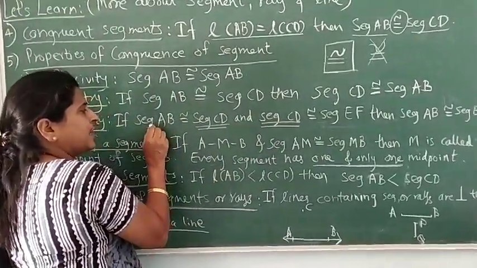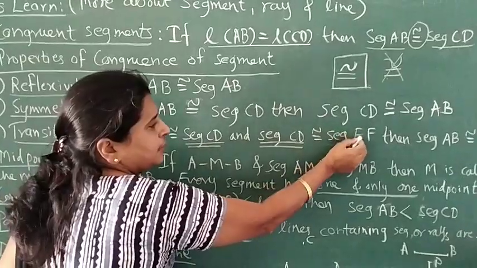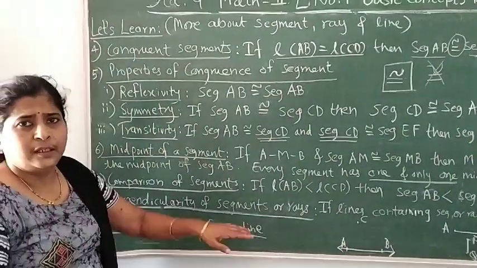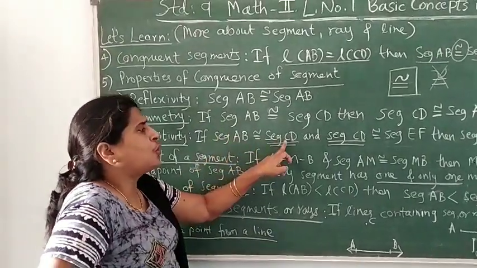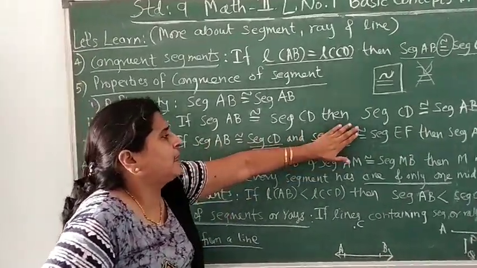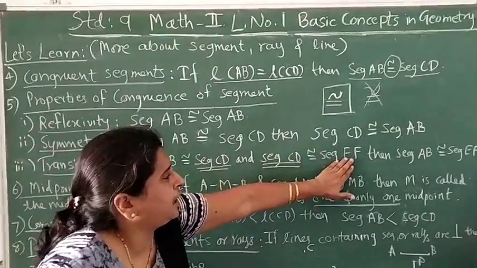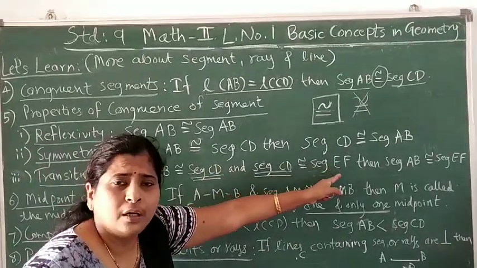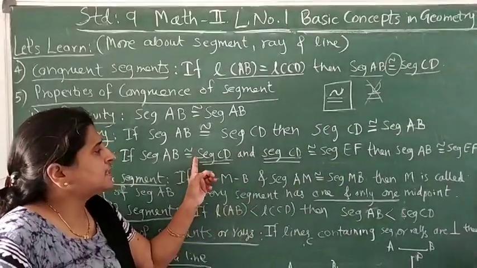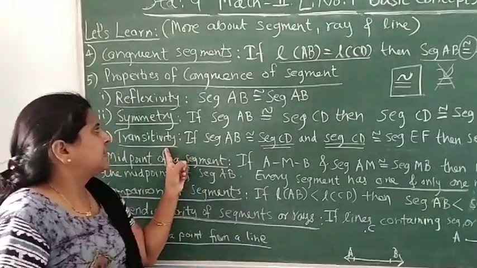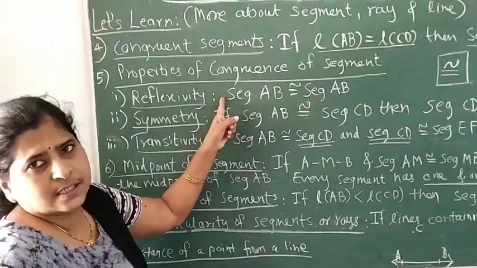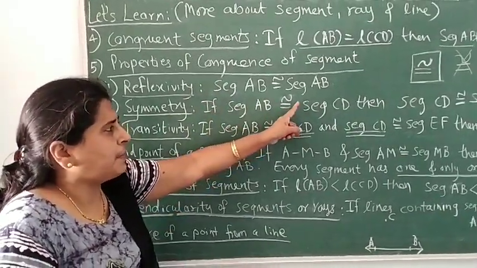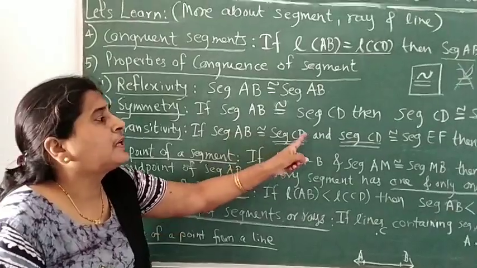Then the remaining two segments, segment AB and segment EF, are congruent to each other. In other words, suppose segment AB is congruent to CD, and again if we say segment AB is congruent to EF, now here if AB is common, we can say CD is congruent to EF. So this is the third property, transitivity. The first property is about only one segment itself, the second property is about two segments, and the third property is about three segments.